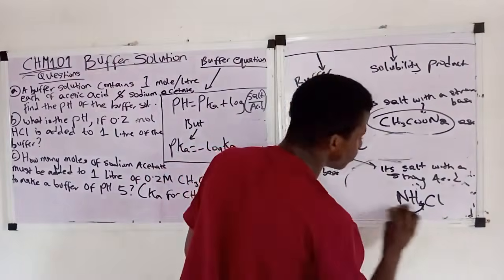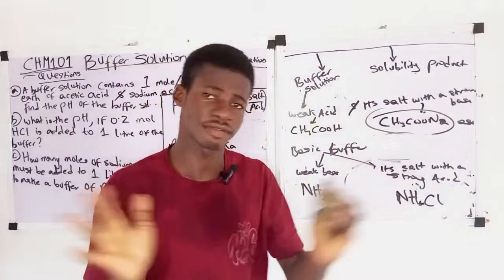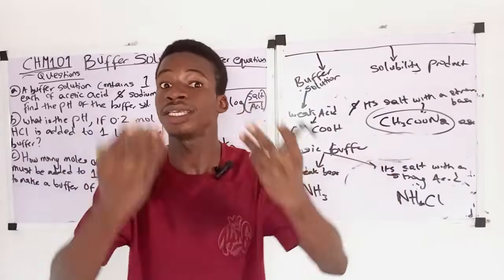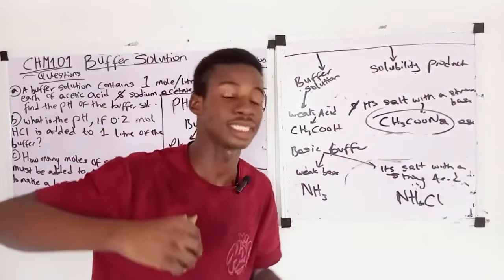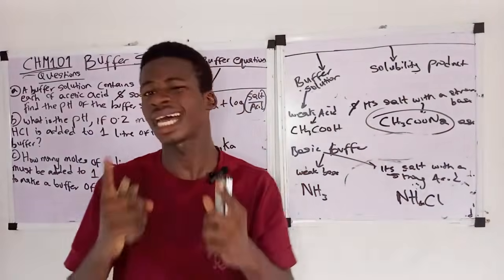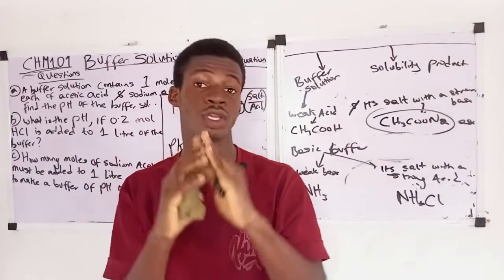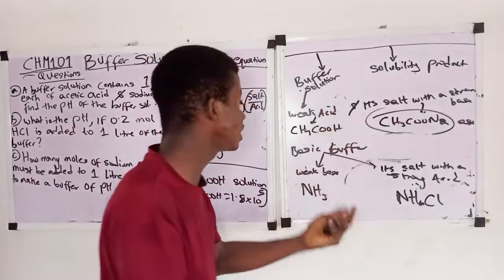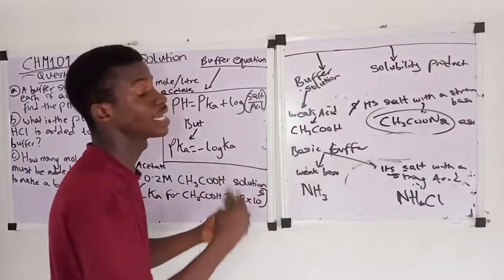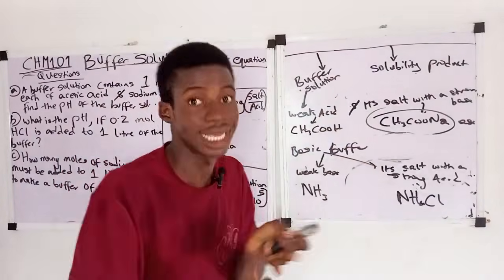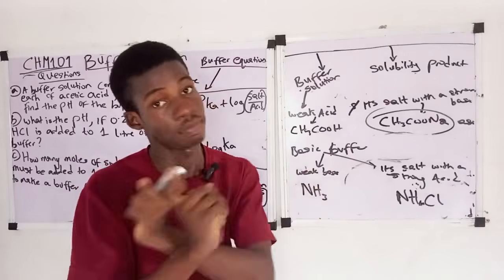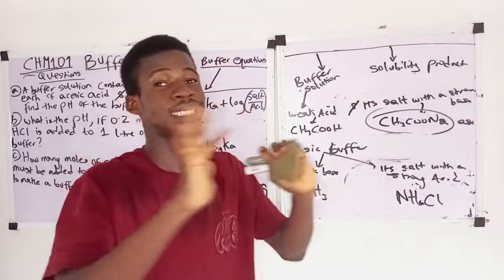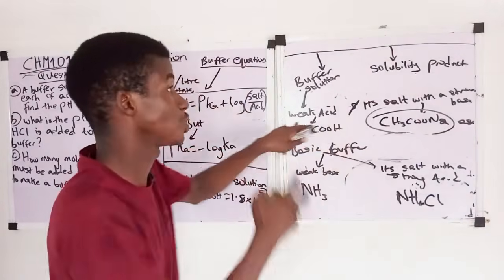Okay, very important. In summary, a buffer solution is a solution that maintains a nearly constant pH when you add an acid or a base to it. There are two types of buffer solution: acidic and basic. An acidic buffer solution contains a weak acid and its salt, while a basic buffer solution contains a weak base and its salt. So that is just it about the introduction of buffer solution.